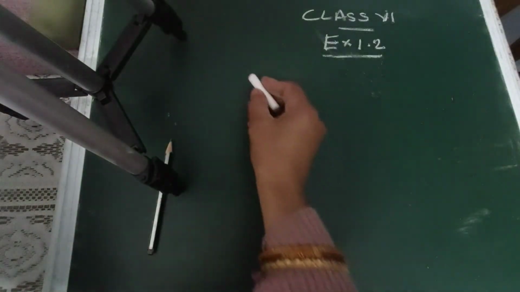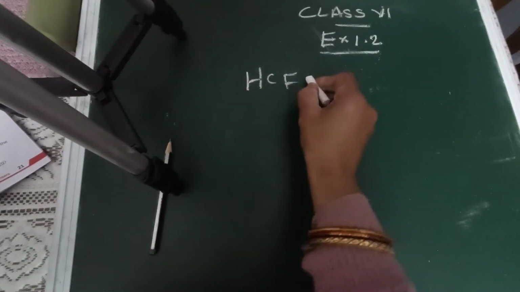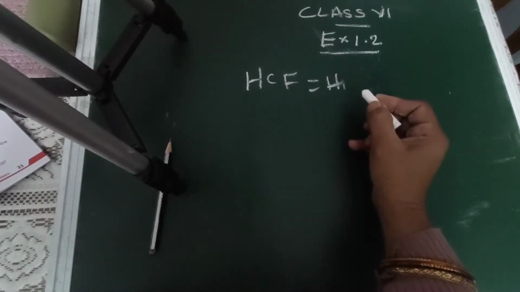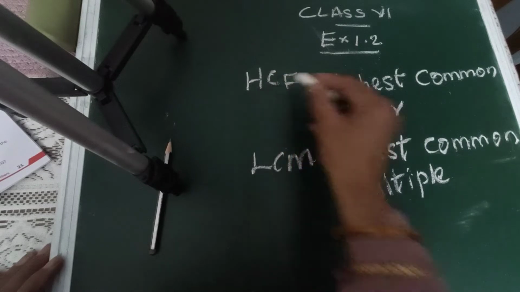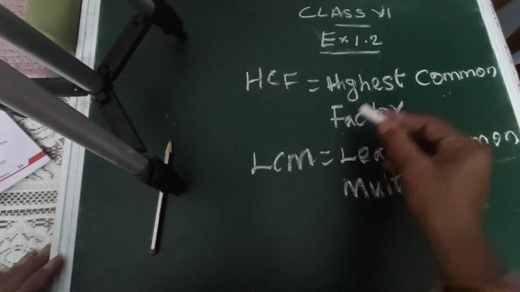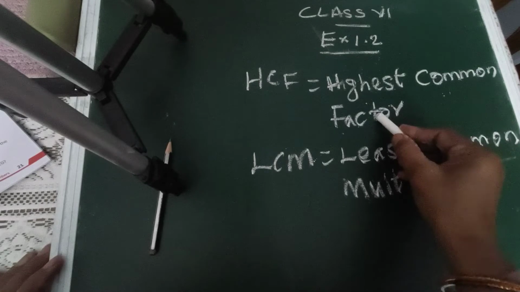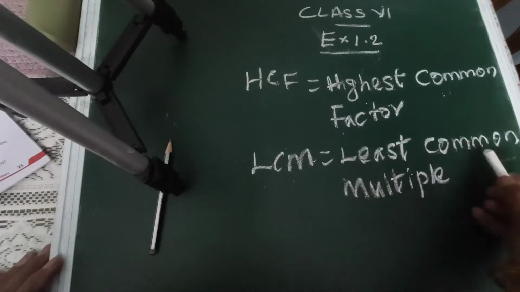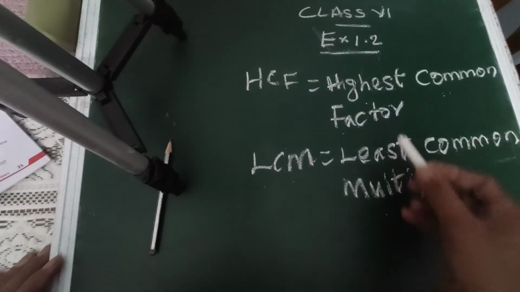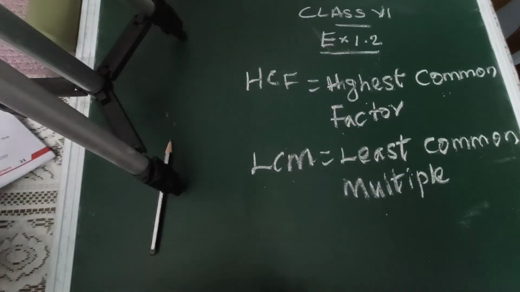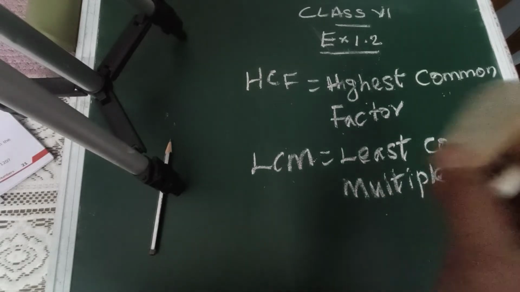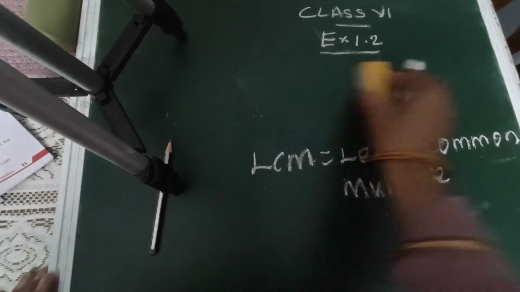So let us see now what is HCF. HCF is highest, H for highest, C for common, F for factor. Highest common factor, and LCM is least common multiple. So now we are going to find the HCF and LCM of the given numbers, and the method is prime factorization. So what are prime numbers? Prime numbers are divisible only by 1 and itself. They have only 2 factors.